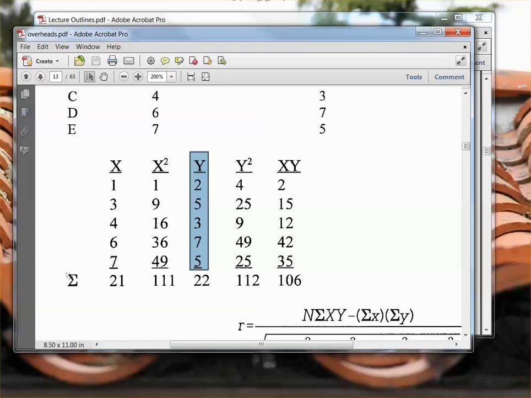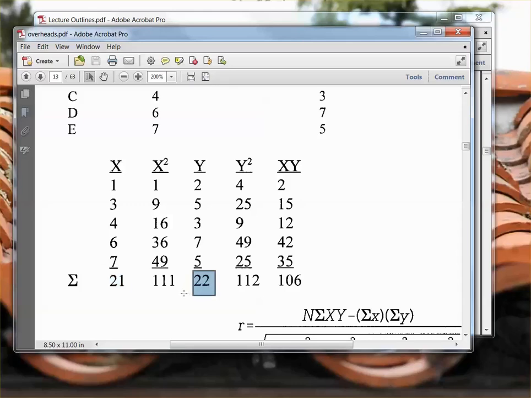Because as you can see in this row here, I've just summed up whatever's in the column. So we're going to need the sum of x. So when you add 1, 3, 4, 6, and 7, you sum that up. The sum of x is 21. We're going to do the same thing for y. And the sum of y would be 22.